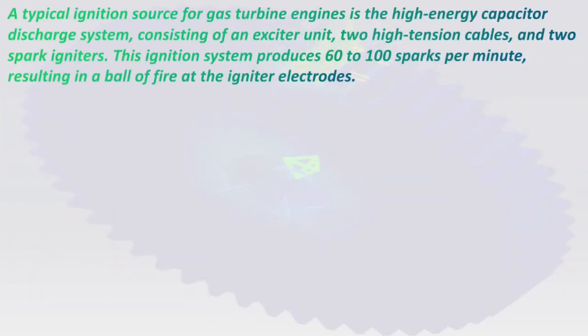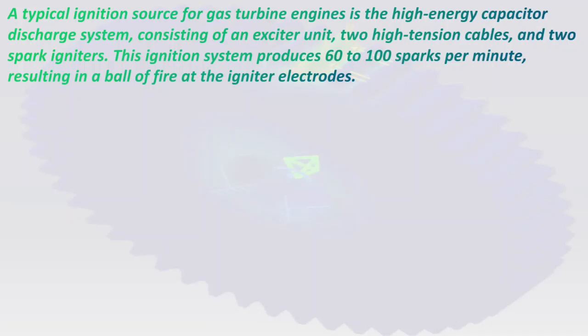The next one is the ignition source. A typical ignition source for a gas turbine engine is the high energy capacitor discharge system consisting of an exciter unit, two high tension cables, and two spark igniters. These ignition systems produce 60 to 100 sparks per minute, resulting in a ball of fire at the igniter electrode.